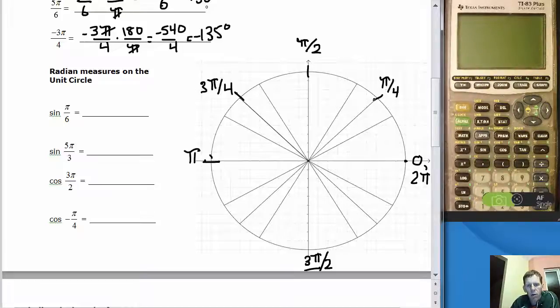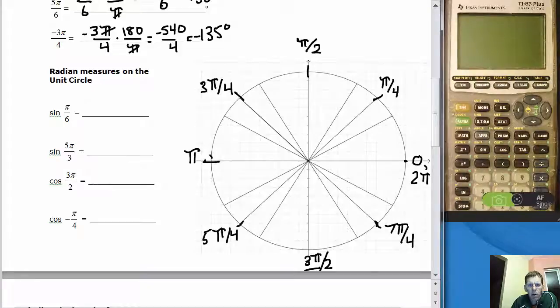Now if you keep counting by 1/4, this is like 2/4, 3/4, 4/4, which is pi. Here would be 5/4, 5 pi over 4. This is like 6 pi over 4, 3 pi over 2. 7 pi over 4. And then 8 pi over 4, which would equal 2 pi.